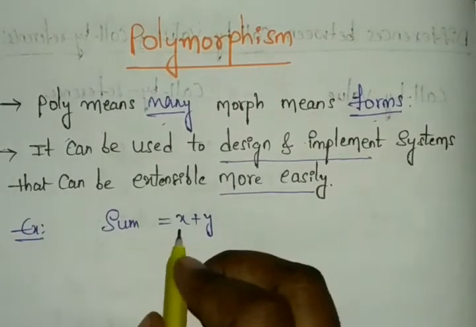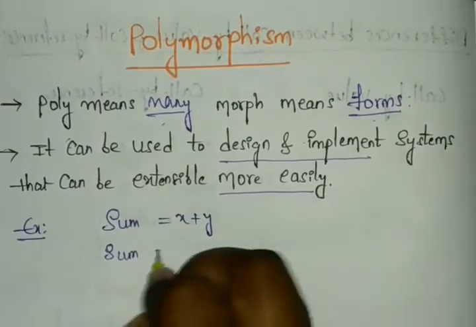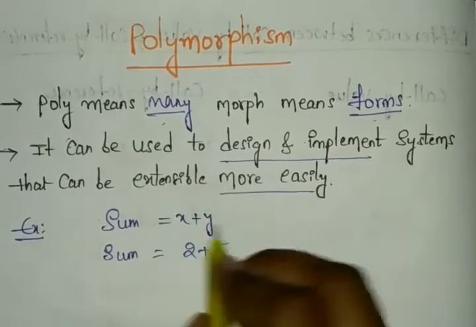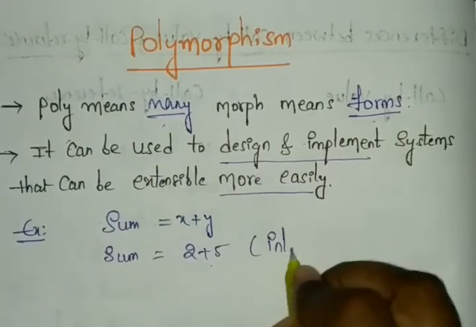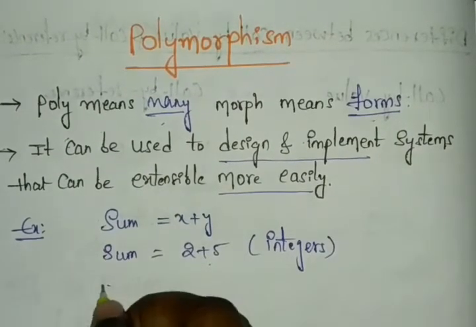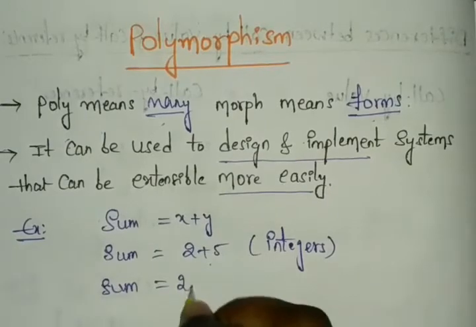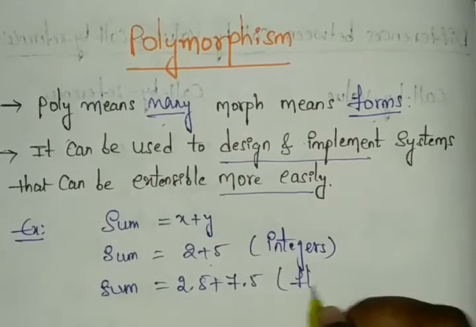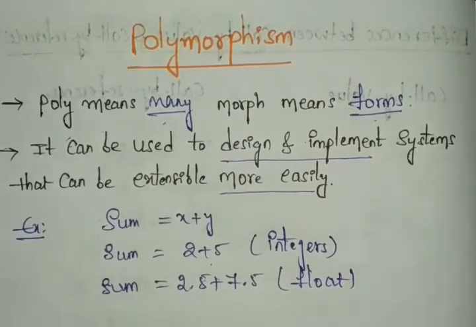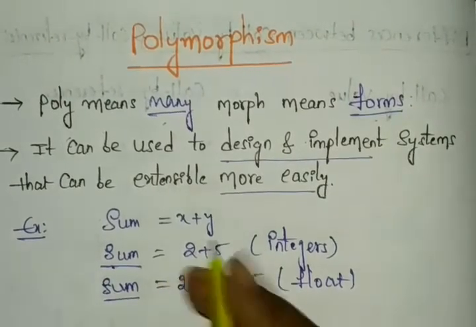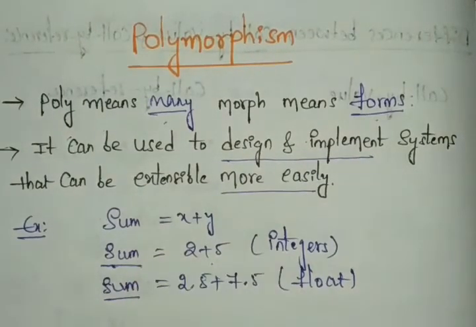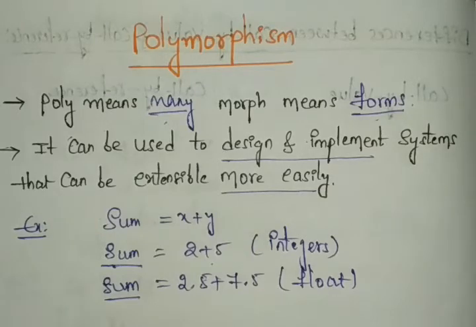For example, you can see here I am taking sum equals 2 plus 5. These are integer numbers. Here I am choosing x and y values as integers. Or else I am choosing sum equals 2.5 plus 7.5. You can see these are floating point numbers. Here the sum depends on the values whatever you're passing in, depending on what the user passed into our program.